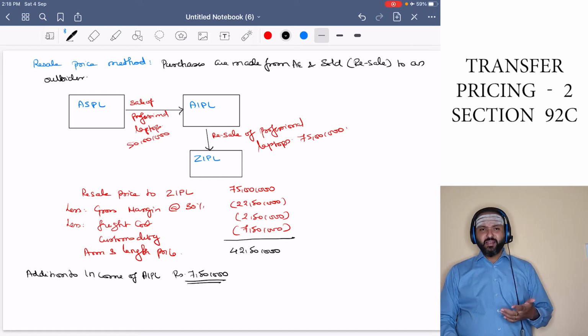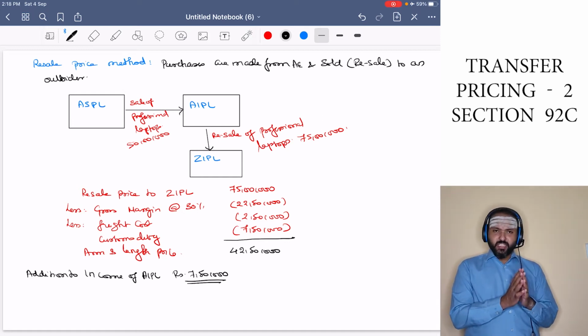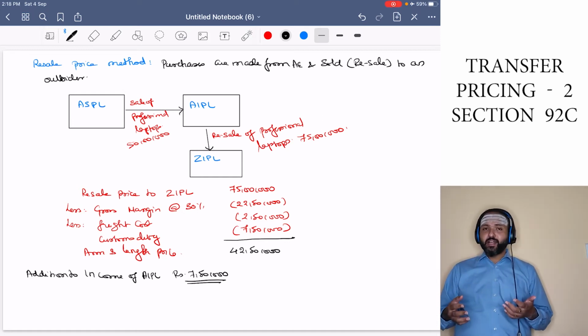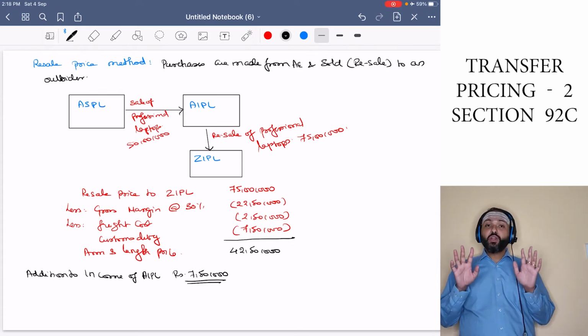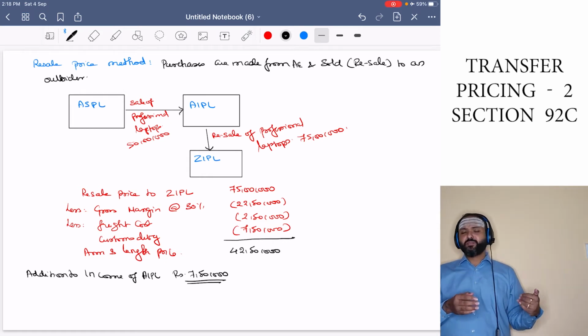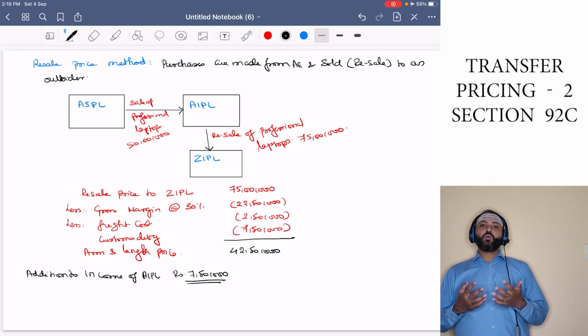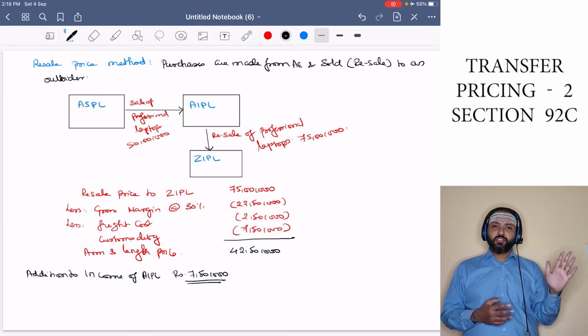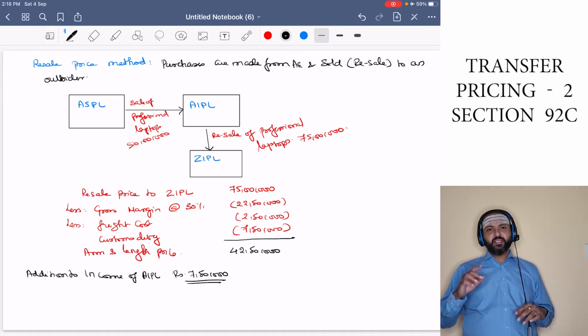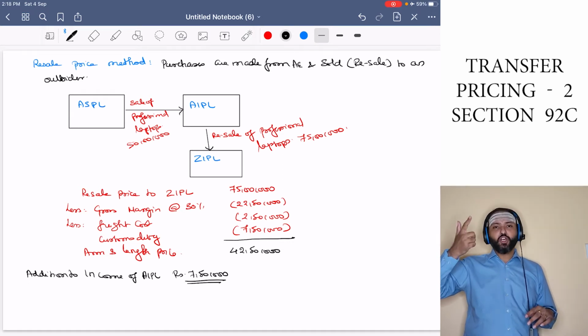So what is the resale price method? Under the resale price method, the application itself will arise only when I purchase from a related party or an associated enterprise and sell it to an unrelated person. Only in these types of transactions, this particular method will be applicable. Now, how will I start off this method? I will take up the unrelated price, which is the sale to an unrelated customer. I will take that price and see what is the normal gross profit margin.